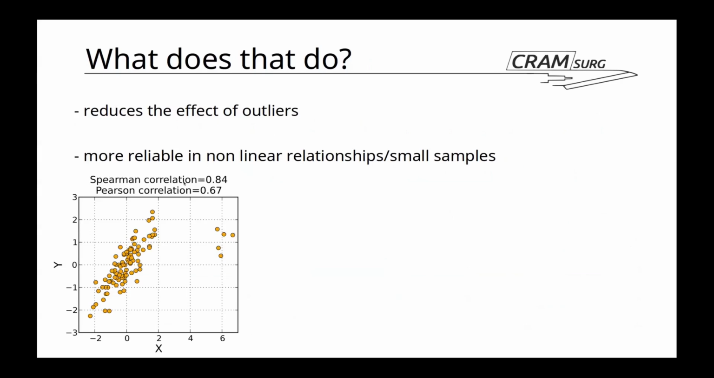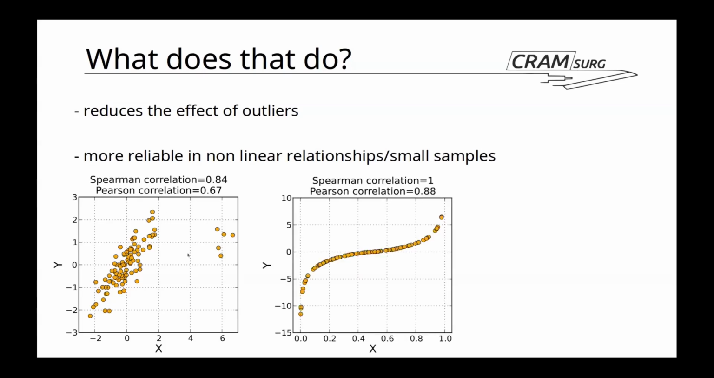If you run a Spearman correlation on this, you get a fairly high correlation coefficient, which is lower if you run it as a Pearson. That is to say, these outliers are affecting the correlation less if you run Spearman versus Pearson. It also seems to be more reliable in nonlinear relationships or small samples. So if you look at this relationship, it's clearly not a straight line, is it? However, Spearman correlations still suggest that there is a very, very strong correlation, while Pearson correlation is slightly lower in terms of the mathematical value.